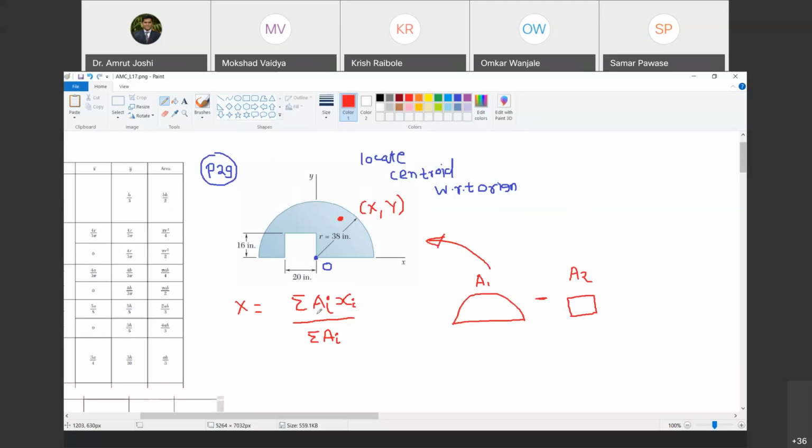So here i takes values from 1 to 2. So i is equal to 1 to 2. Are you with me? You have A1, A2. Therefore i runs from 1 to 2. So the figure that you have been given, split that into n number of figures for which you already know the centroid locations. Are you with me?